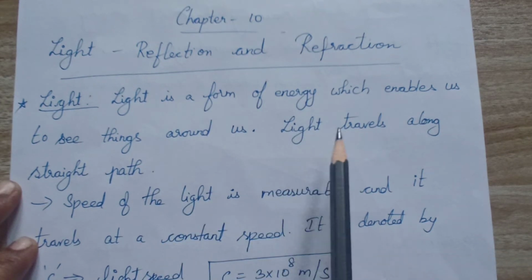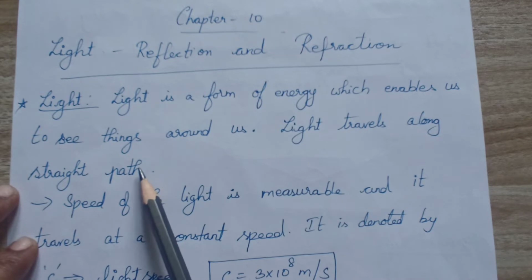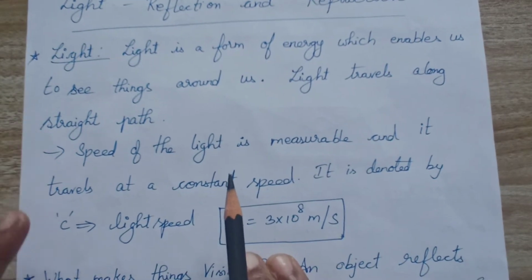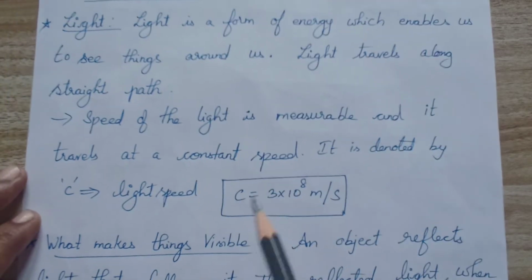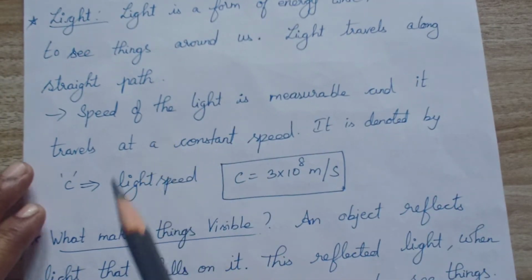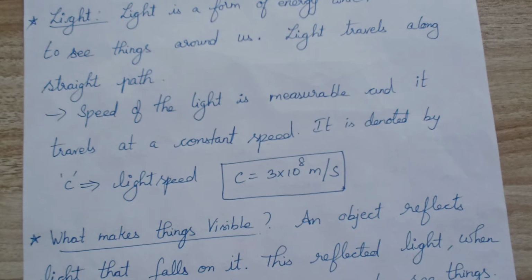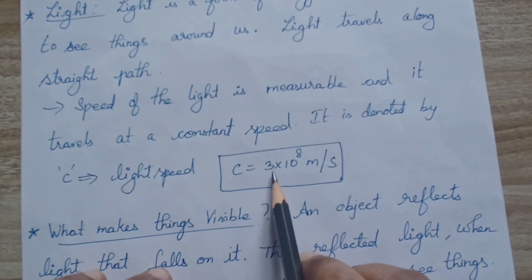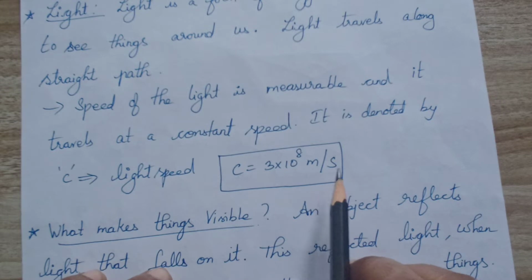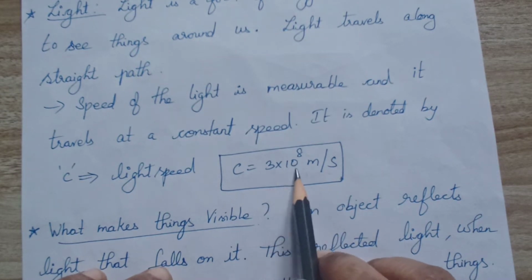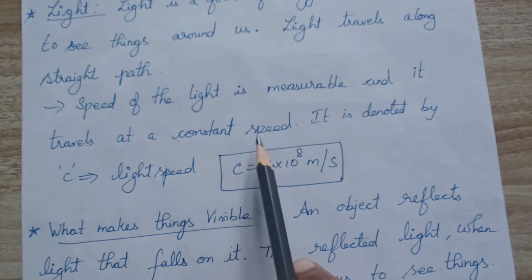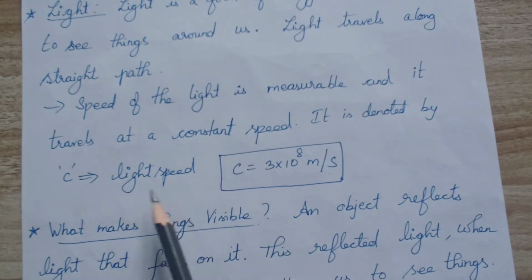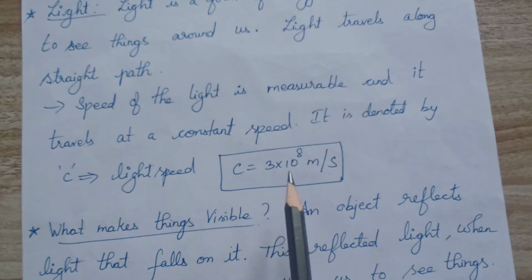Okay, you know that light travels along a straight path, right? And the speed of light can also be measured, right? Actually it is a constant value, a universal constant. Wherever the light travels, it travels with the same speed. That constant speed, the light speed, is denoted by small c, which is equal to 3 into 10 to the power of 8 meters per second. Per second it will travel 3 into 10 to the power of 8 meters. So it is a universal constant.